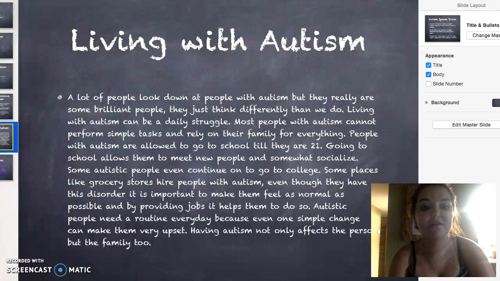Having autism not only affects the person, but the family too. So like I said before, helping someone with autism, you have to be very careful about what you say, about what you do, and you have to know how to interact with them. They can sometimes have erratic behavior, and you have to know how to handle that. Like you could be out in public and they could start just shaking their hands, rocking their bodies, screaming, yelling. So you kind of have to know how to live with that.